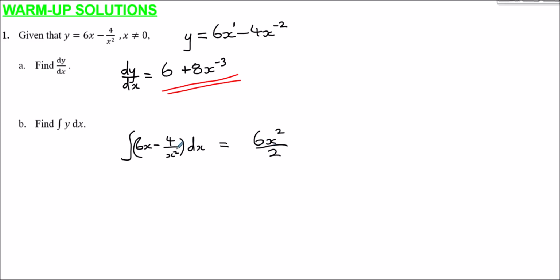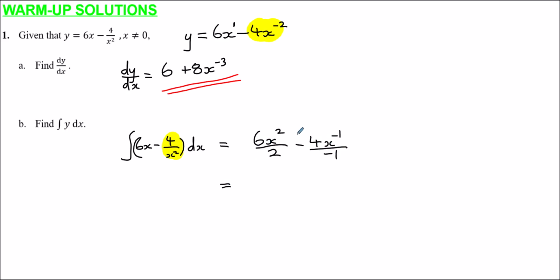This here, I would rewrite normally as 4x to the minus 2. In fact, I'm not sure why I didn't do that. So thinking of the 4 over x squared like this, I can then just simply increase the power by 1. So I'm going to call this minus 4x to the minus 1, then divide by that new power, which of course is minus 1. This can be simplified, of course.